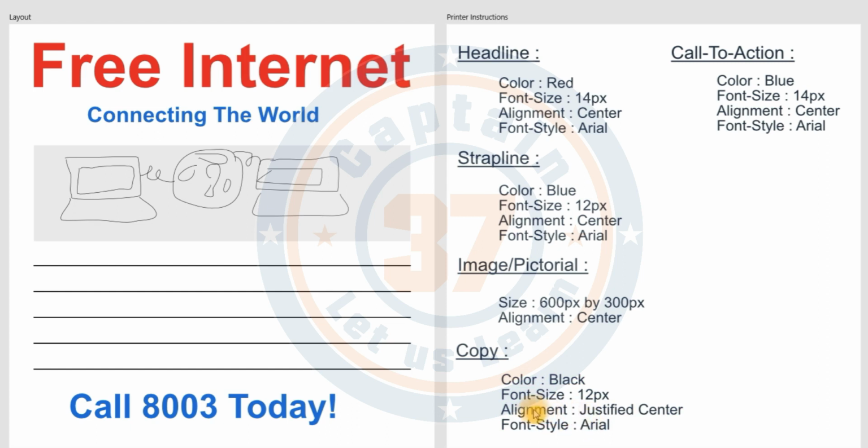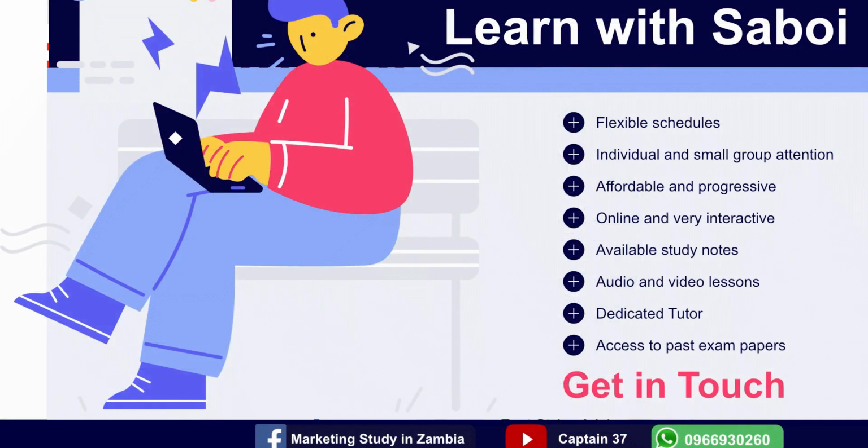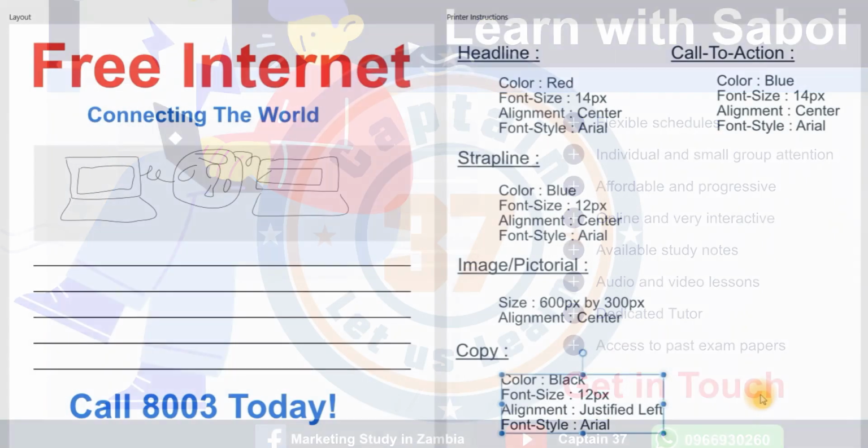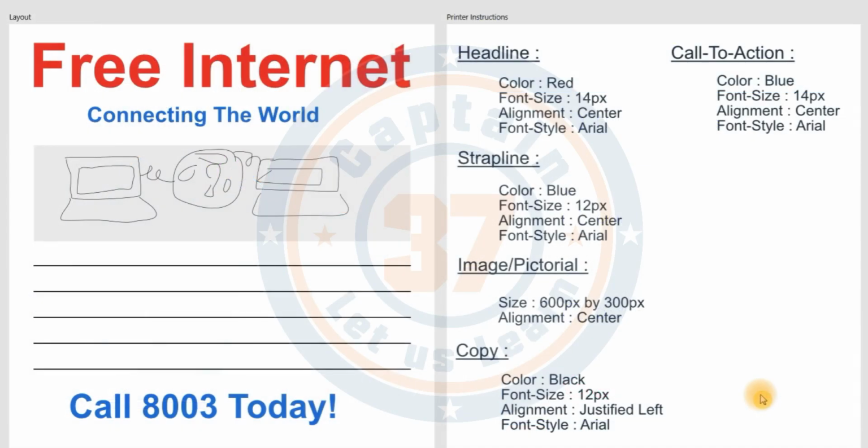In fact, the alignment, I would like to say justified left. That makes sense. Justified left, like that. What does this mean? I will show you when we actually write the copy. For now, this is what you need to know about the layout and about the printer instructions.